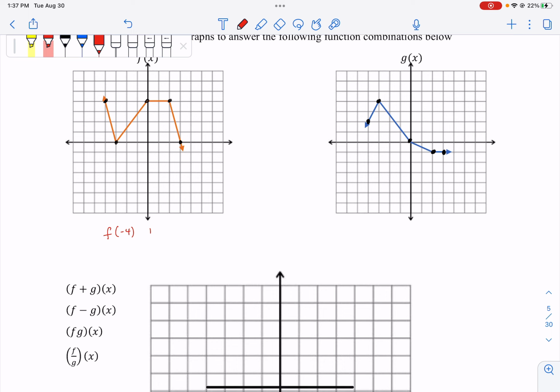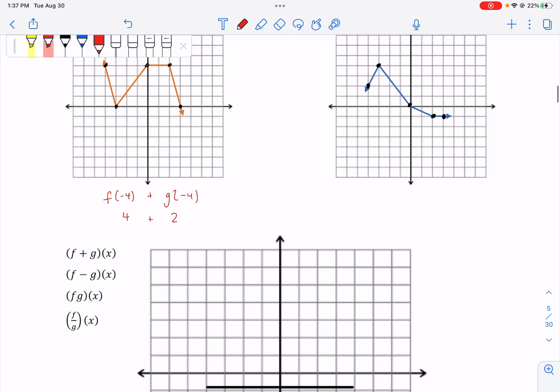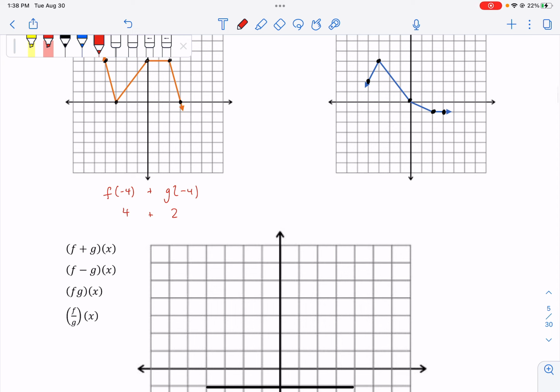So f of -4 plus g of -4. Well, f of -4 gives you a value of 4. g of -4 gives you a value of 2. So this new function, f plus g of x, at -4 gives you a value of 6. So 1, 2, 3, 4, 5, 6. There you are. Here's your new function.